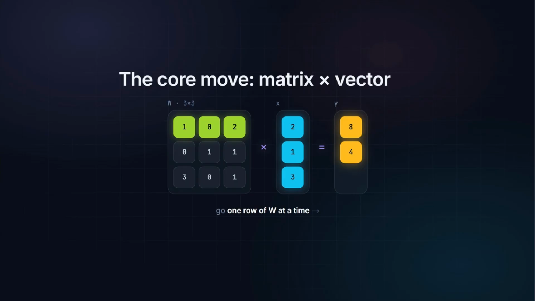Row 2 with x, another dot product, gives 4. Row 3 with x gives 9. The output vector fills in one entry per row. So matrix times vector is just a stack of dot products, one per row. Hold that thought. It's why this gets expensive.